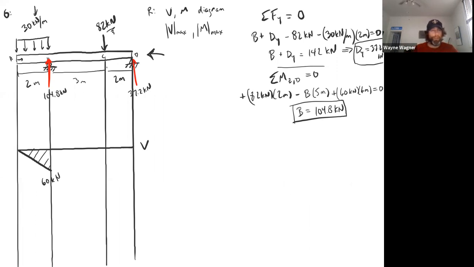Now we get to this point and we've got an upward force of 104.8. So I'm going to go up 104.8, like this. And that's going to get me to 44.8 kilonewtons. And now at this point, nothing happens for a while. So we're going to stay at that value until something changes.